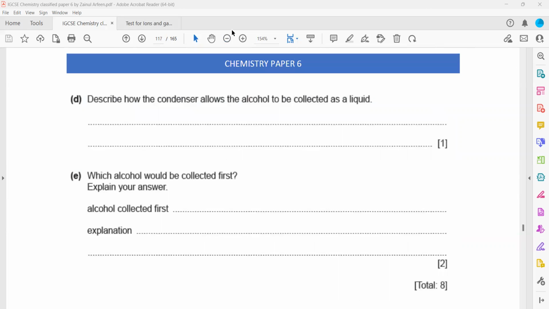So how does the condenser allow the alcohol to be collected? You have to mention a reason for that, like how it allows it. You have to mention that it cools the vapor. The change of state is already there because it's already mentioned that it condenses. So it's just the simple idea that it removes the heat energy from the vapor.